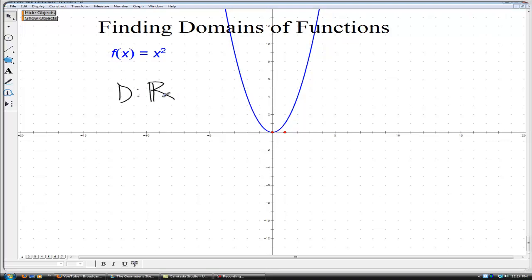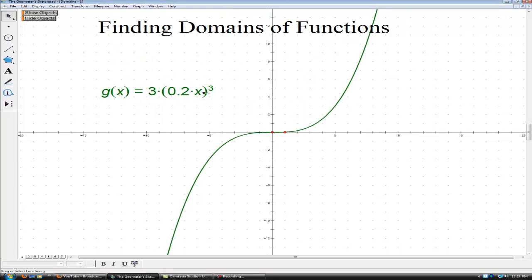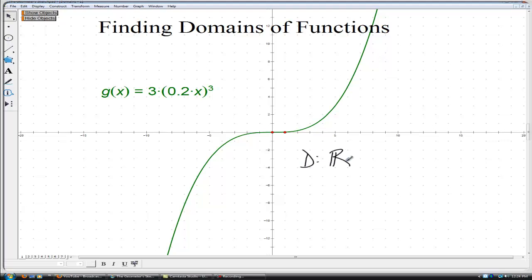For this particular function, everything works. Every real number from this x-axis will produce an output. So this little notation here means our domain would be all reals. Here's another function. It's a cubic, and again this function would work for any domain value that we wanted to put in here. So again, our domain would be all reals.